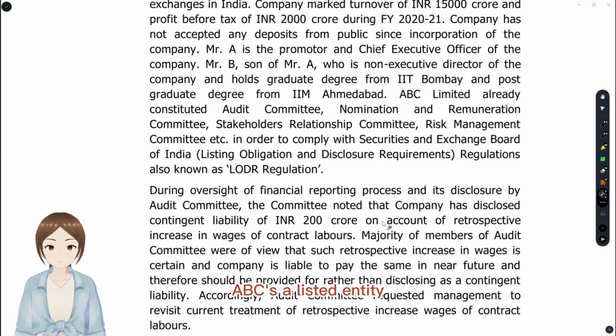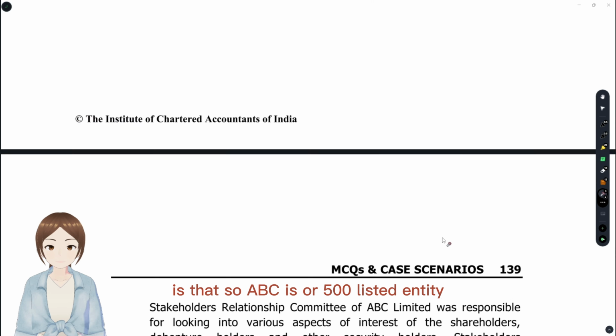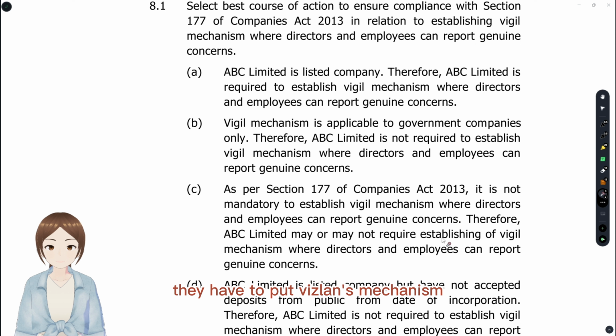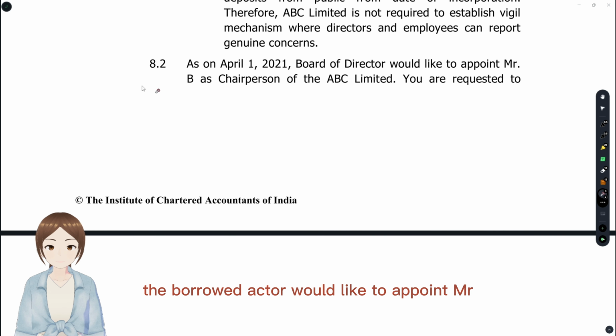ABC is a listed entity. Is that so? ABC is a top 500 listed entity. Yes, for a listed entity, they have to put in a vigilance mechanism, and the audit committee provisions are also applicable. So option A, therefore ABC is a listed company and is required to establish vigilance mechanisms. Most appropriate answer.